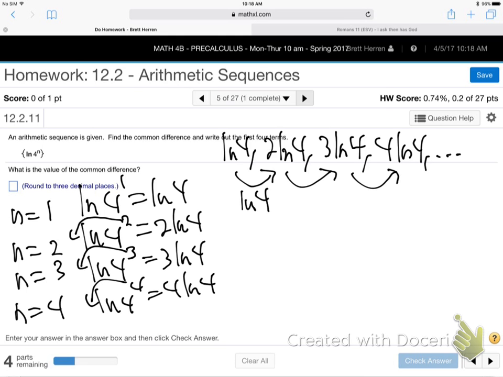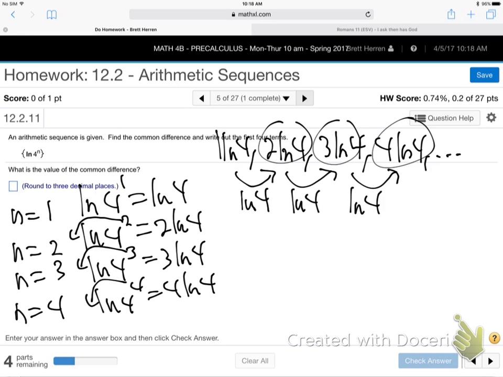Is it natural log of 4? Is it going up by another natural log of 4? Robert thinks so, and he's usually right. He's right here again. It is, isn't it? Because this is 1 natural log of 4. This is 2 natural logs of 4. This is 3 natural logs of 4. This is 4. Every time there's 1 more natural log of 4, isn't there? It's added another natural log of 4, hasn't it? Does that make sense? It's increasing by a natural log of 4.